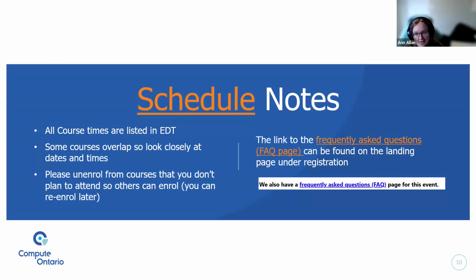Additionally, there are some tips for navigating the schedule on the landing page. All of the course times are listed in EDT, Eastern Time. There are so many courses at summer school that some overlap, so take a close look at the dates and times. If you unenroll from a course, you can always re-enroll later to access the materials afterwards. There's also a link to the frequently asked questions on the landing page under registration. I've also linked the frequently asked questions to this slide if you need it.